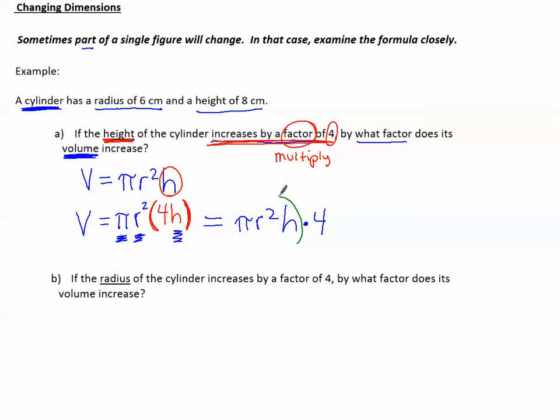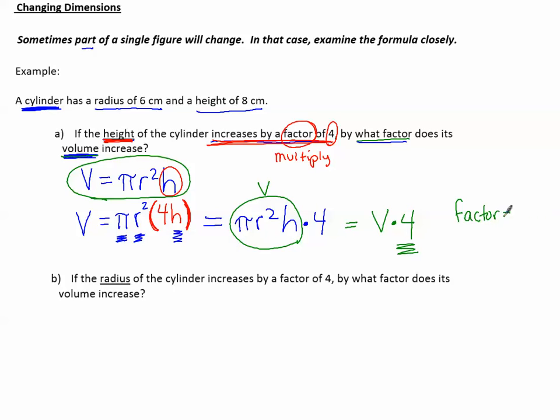Notice that this part right here is what V equals from the formula. So this means V is multiplied by 4. So by what factor does the volume increase? It's also multiplied by a factor of 4. So the factor in question is 4. Now, notice B asks something similar but slightly different. If the radius of the cylinder increases by a factor of 4, by what factor does its volume increase?